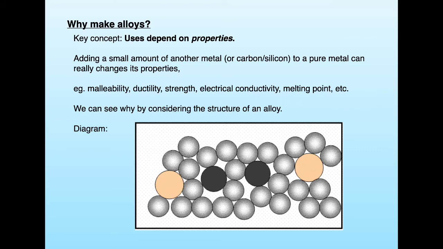And you can see why the properties might be changed. If you can imagine, these are all my iron atoms, and this might be a silicon atom, this might be a carbon atom. Then you can imagine how this might affect how malleable this metal is, or it might affect how the sea of electrons can flow through it. Okay, so we play around with the properties to try and develop something that's useful.